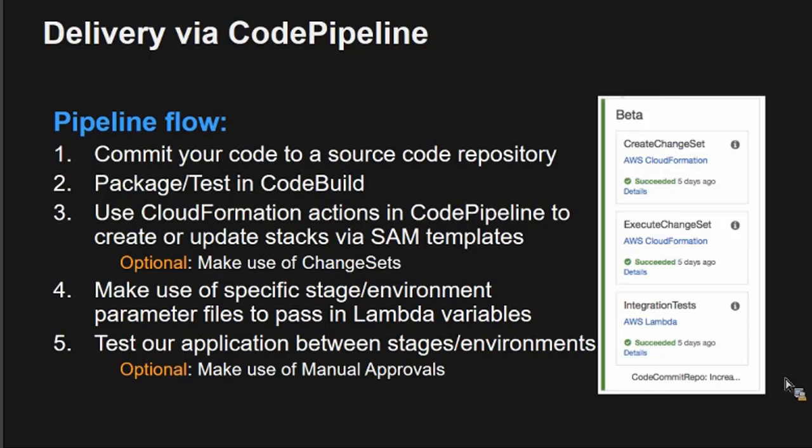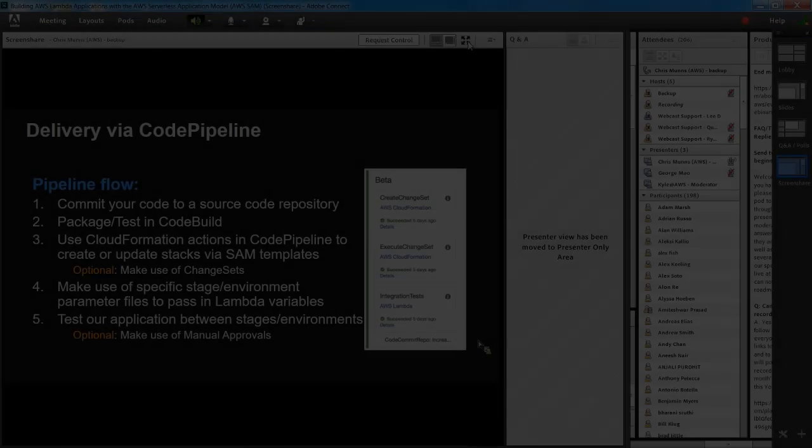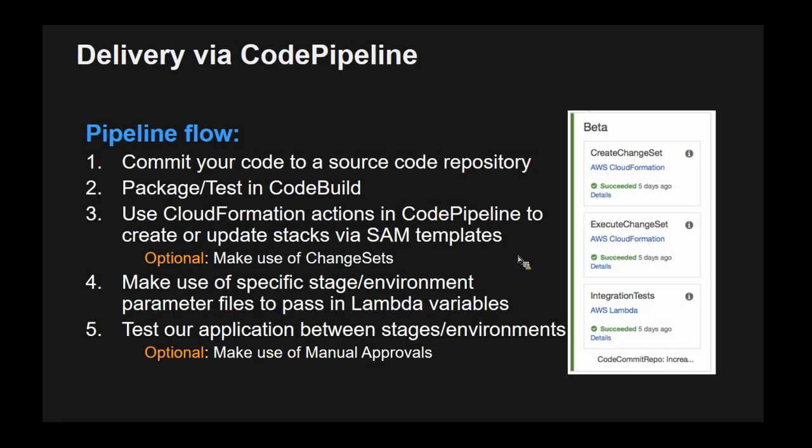And so this is kind of an example of what a pipeline flow might look like for a SAM template that I'm looking to deploy. In this case, I'm going to commit my code to my source repository, then going to package and test my application inside of CodeBuild, and then I will use CloudFormation actions inside of CodePipeline to create or update my stack via the SAM template that lives inside of that code repository. So basically what will happen here is the action will look for the SAM template and look to execute it inside of my actual code repository artifact.